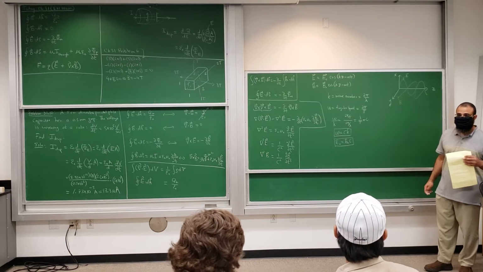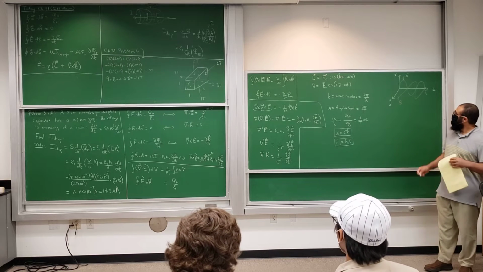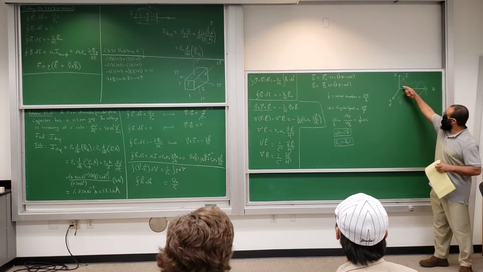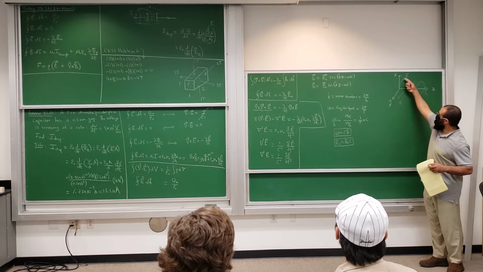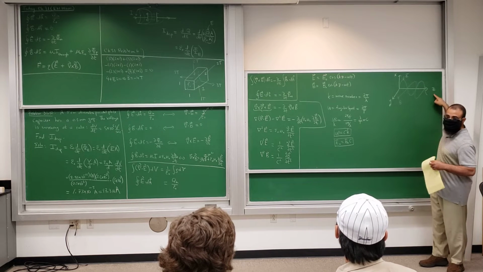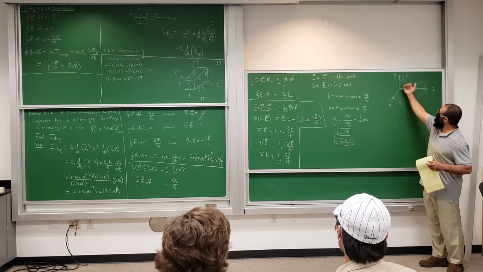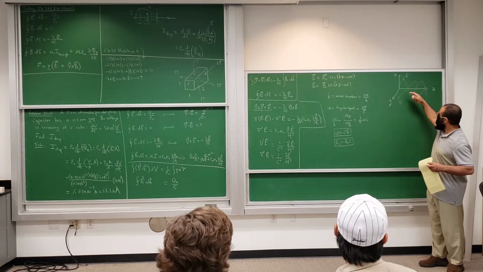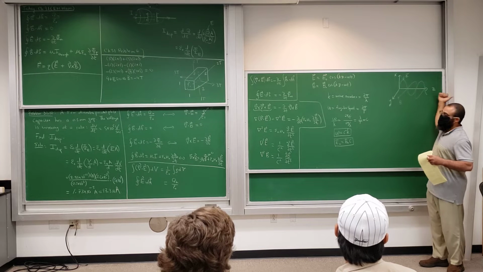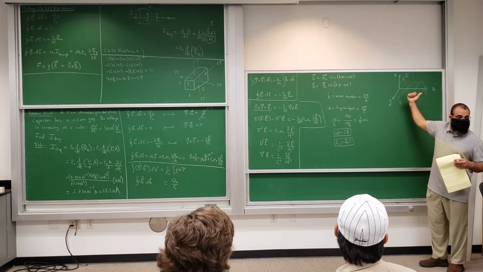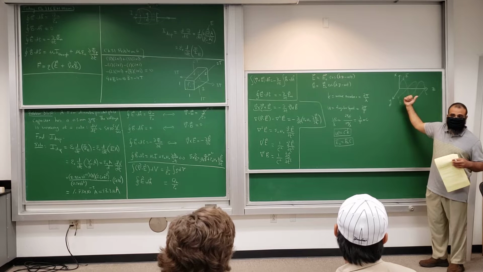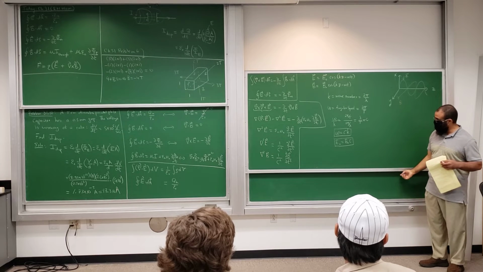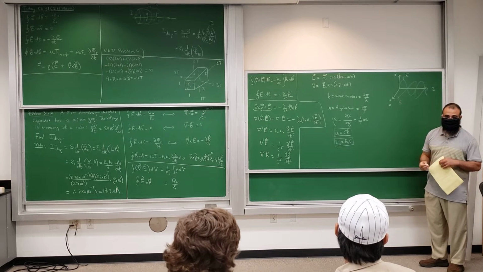Okay? So that is that. Now, if you curl your hand from E to B, the curl of E cross B will give you the direction of the propagation. So twist your fingers from E to B, and you will get your thumb this way. So basically, E cross B is a vector that points in the direction of propagation.